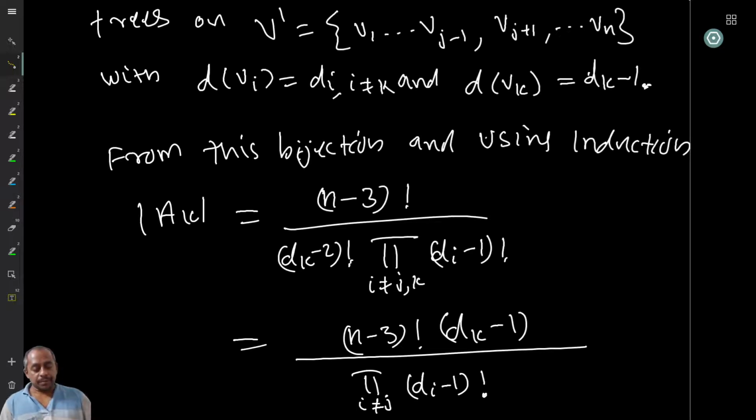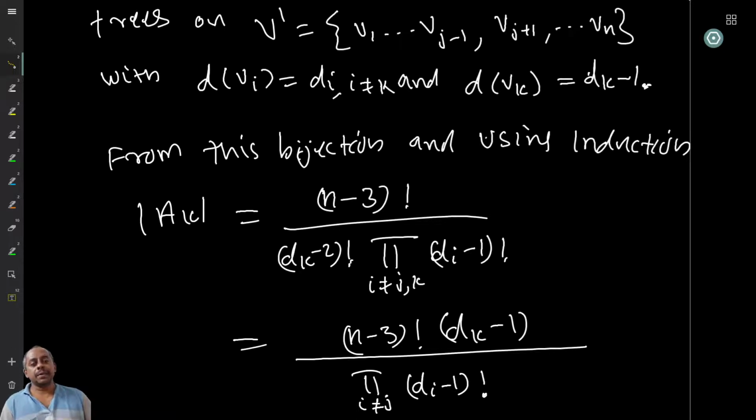Now this is just manipulation. So this is the cardinality of Ak, and now that is equal to n minus 3 factorial into dk minus 1, because I just multiply by dk minus 1 on the above and below. So therefore this becomes dk minus 2 factorial into dk minus 1 becomes dk minus 1 factorial, which I can take inside, and then the numerator at that time is remaining. So that then I will get n minus 3 factorial into dk minus 1 into product i not equal to j di minus 1 factorial.